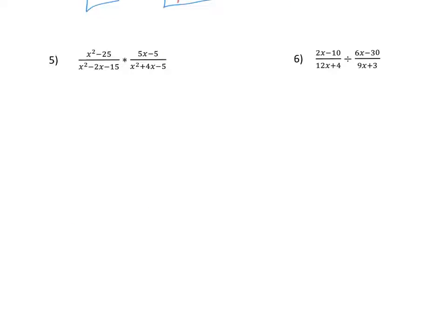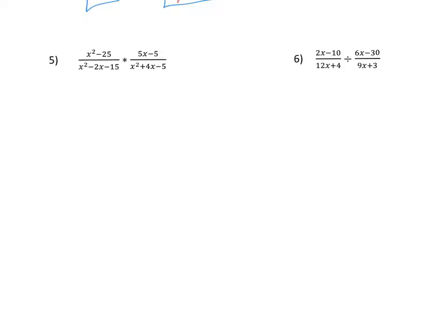So the last type of problems that we are going to go over are the multiplying and dividing problems. They're very similar to problems 3 and 4, except there's just more factoring to do, and the dividing problem, you have one extra step. But let's start with the multiplying problem. The steps, just like numbers 3 and 4, is that you're really going to factor everything. Factor every numerator and every denominator.